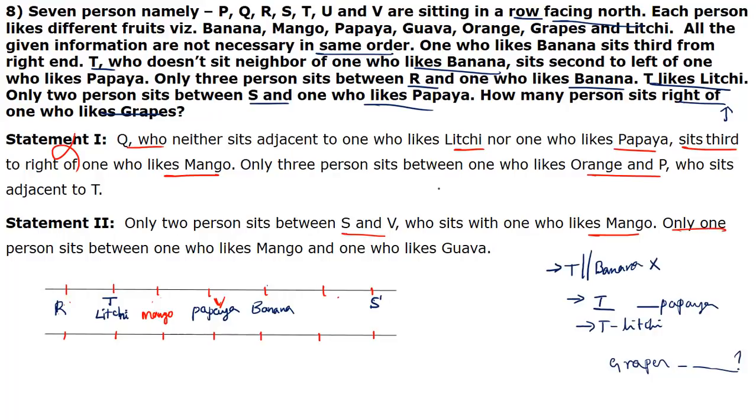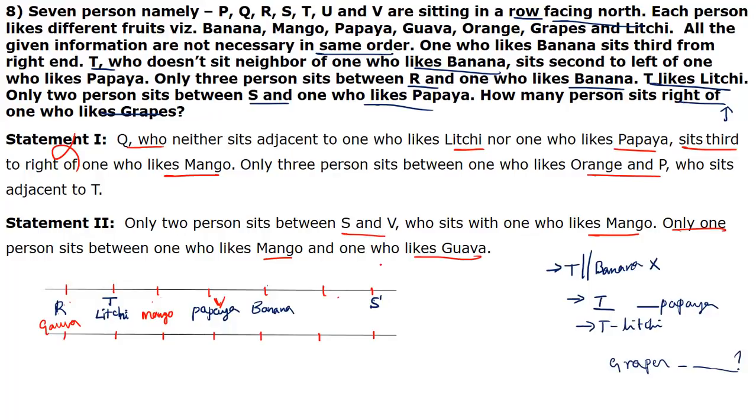Okay, the next one is only one person sits between the one who likes mango and the one who likes guava. So see here friends, only one person sits between the one who likes mango and the one who likes guava. Mango is here, one place, so one place. Guava cannot be here because already banana is here. So guava has to be at this particular place. Now what is the question? How many persons sit to the right of the one who likes grapes? Grapes, we don't know where grapes is. Grapes can be here or here, but then we don't know where grapes is, so that is why we cannot answer with the help of statement 2 as well.